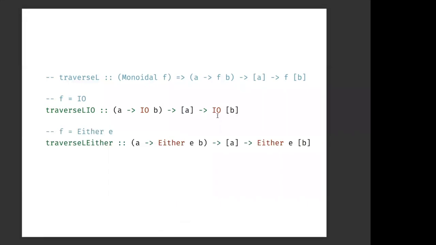And if you fix F to be Either, then you can think about it as input validation. Maybe A is a list of strings or a list of user input, and you want to make sure that each string is, say, an integer. So you have a validation function that takes a string and produces either some error value or the validated thing. The result is that if any one of these validation functions fails on the list, you just get the first failure.